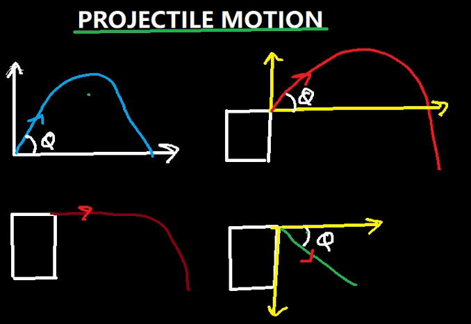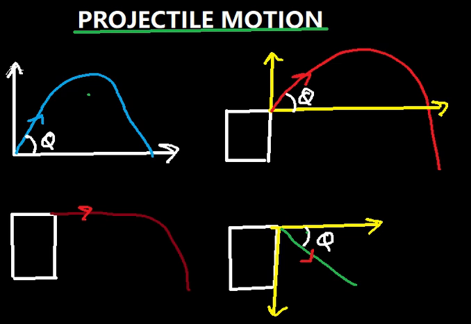It is the movement of an object in two dimensions. Hence, projectile motion is two-dimensional kinematics, or two-dimensional motion, where the object is moving along the x-axis as well as the y-axis at the same time.